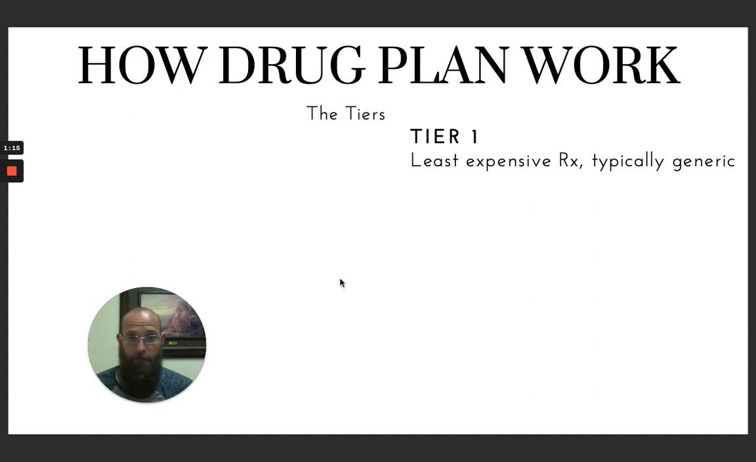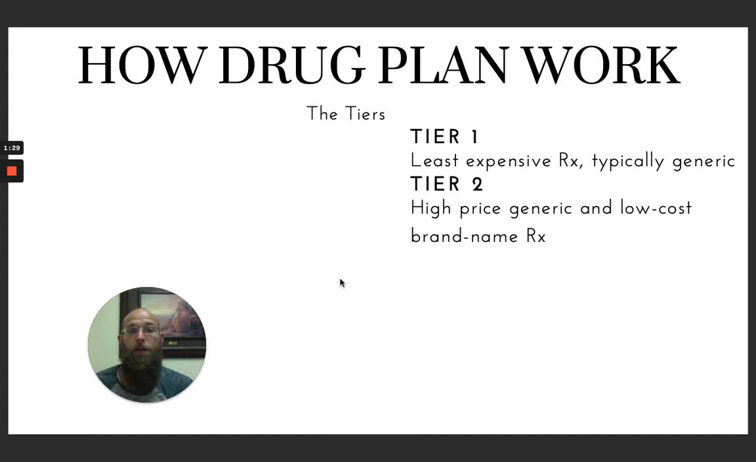This is going to be your run-of-the-mill stuff. The 2 that I think of most commonly are high blood pressure and cholesterol medications. Those are pretty common, so they're relatively cheap for that reason, just because so many folks take them. Okay, Tier 2, these are going to be a higher price generic or low cost name brand prescription.